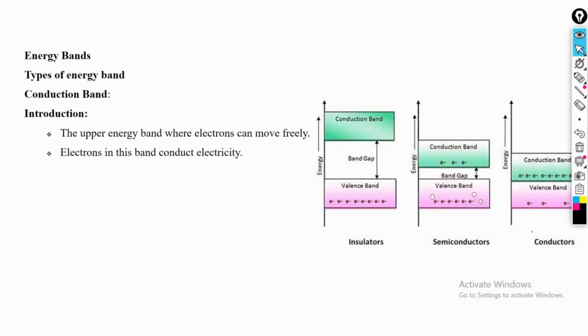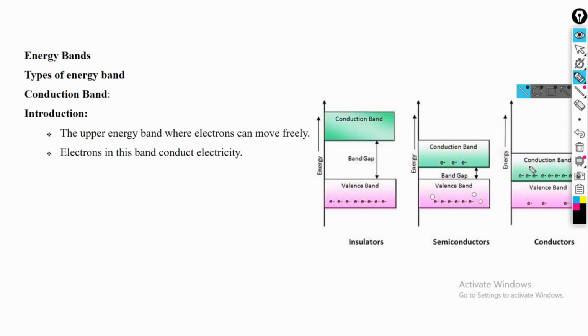This is the conductor. In a conductor, the valence band and the conduction band overlap on each other. So here the band gap is negligible, very small as compared to the insulator, where the gap between the conduction and valence band is very large, about 15 electron volts. Here these two are present on top of each other, so the electrons require less energy to be transferred into the conduction band.